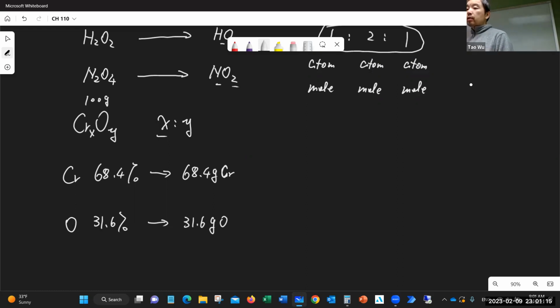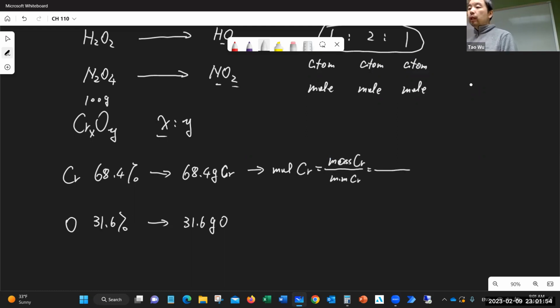Once you got the mass, then we need to figure out how many moles of each of the elements, because you see, we try to figure out the mole ratio between the elements. So you need to figure out the mole for each of the elements. So we need to get the mole of the chromium. Well, how do we get the moles of chromium? What's the equation? Mass over molar mass. Okay, mass over molar mass. So mass of the chromium divided by molar mass of the chromium. Then you will get it.